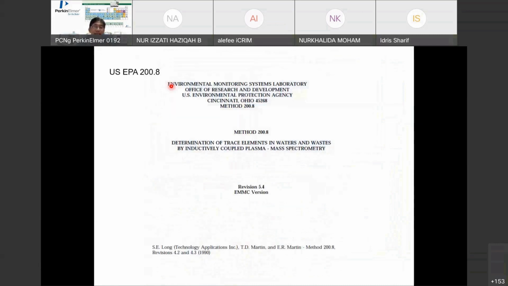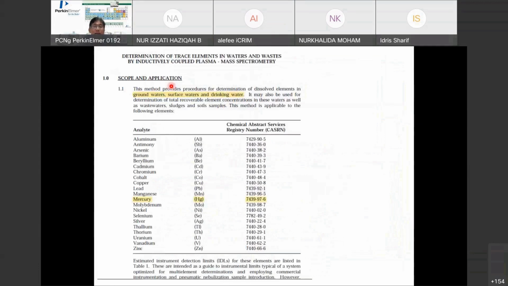Okay, next, 200.7 is ICP-OES. We are looking at 200.8. This is ICP-MS. ICP-MS basically has detection limits 1,000 to 10,000 times lower than ICP-OES. Therefore, this is used for groundwater, surface water, drinking water. So look at this case. If you are using ICP-MS to do drinking water, that is the correct method because ICP-MS already includes mercury. With one single instrument, you can analyze all elements.